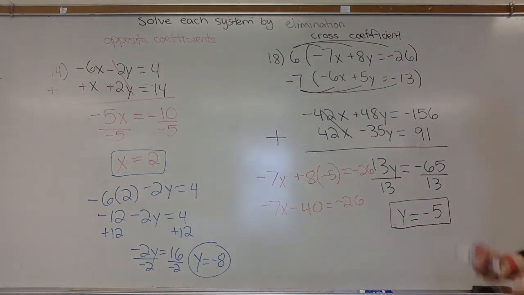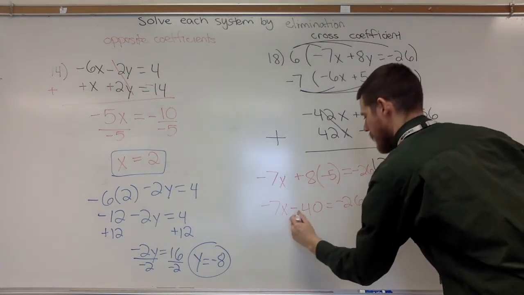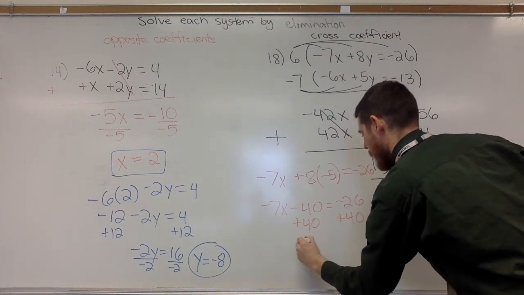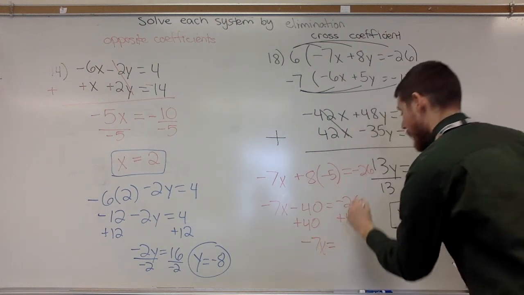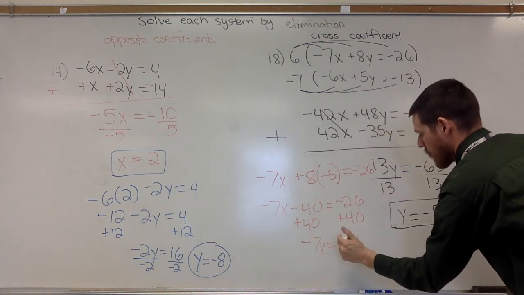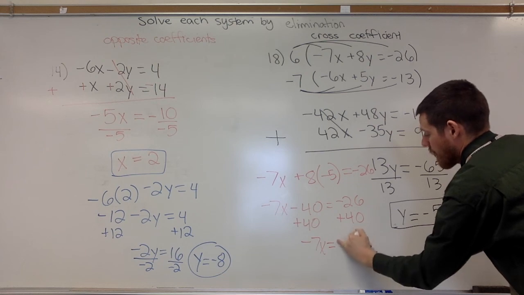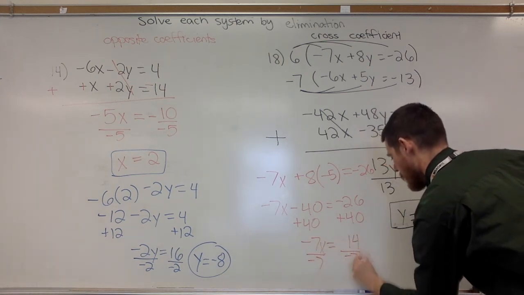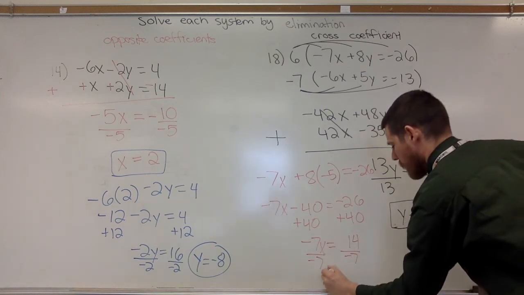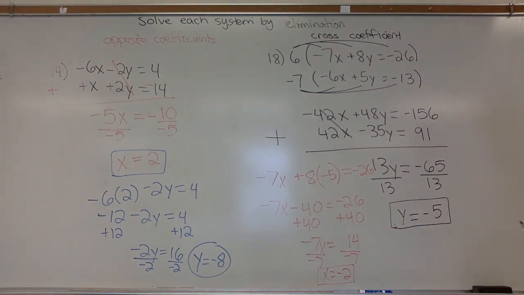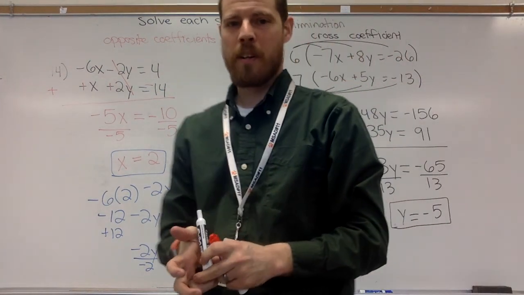Now I've done all the simplifying I can do. It's time to get rid of the constant. Plus 40 will get it to the other side. It leaves me with negative 14. Oh, not negative. Leaves me with positive 14. And then I need to split the negative 7 off. I'm going to use division to separate the number from the letter. And I get x is negative 2. I have now solved the system of equations. And my work here is done.